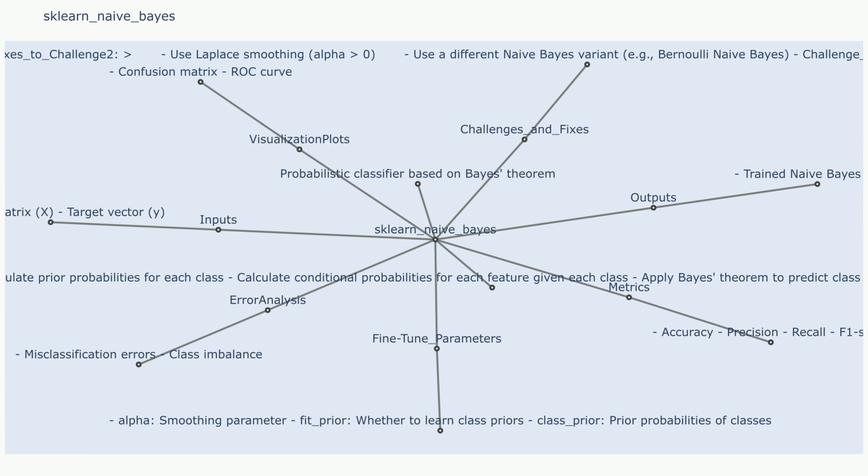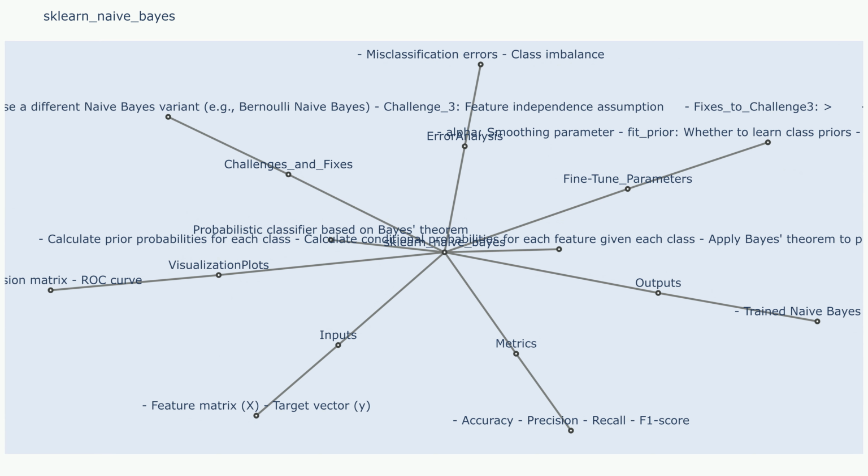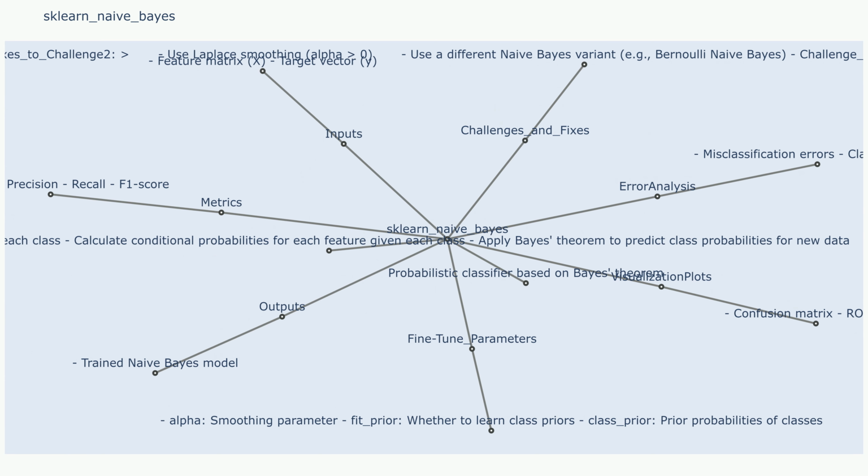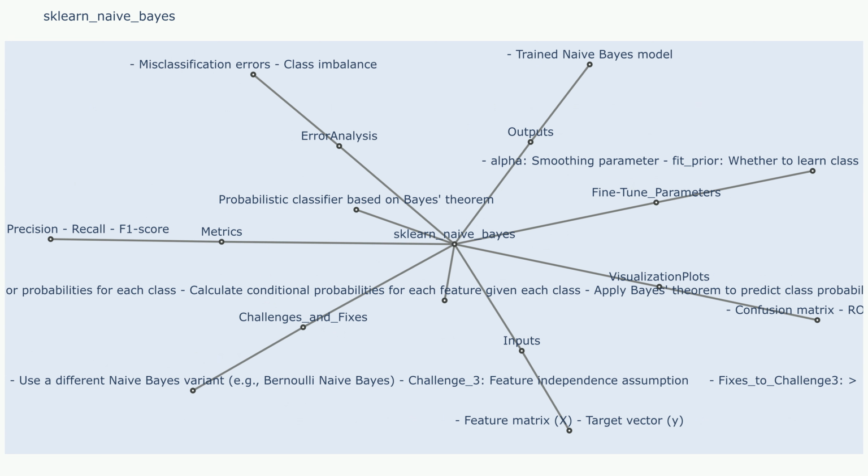Challenges and fixes. Challenge 1: 0 probabilities. Naive Bayes can encounter 0 probabilities when a feature value is not present in the training data for a particular class. Sample use case that resulted in Challenge 1: a spam detection model trained on a dataset where the word Viagra is only present in spam emails. If a new email contains the word Viagra, the model might assign a 0 probability to it being spam, because it has never seen this word in a non-spam email.